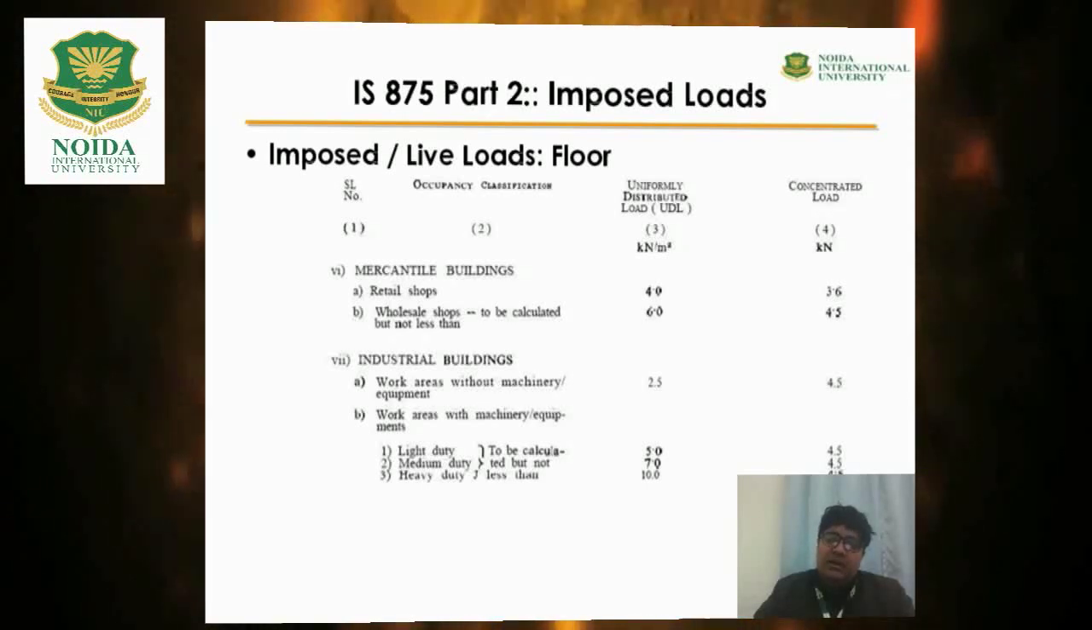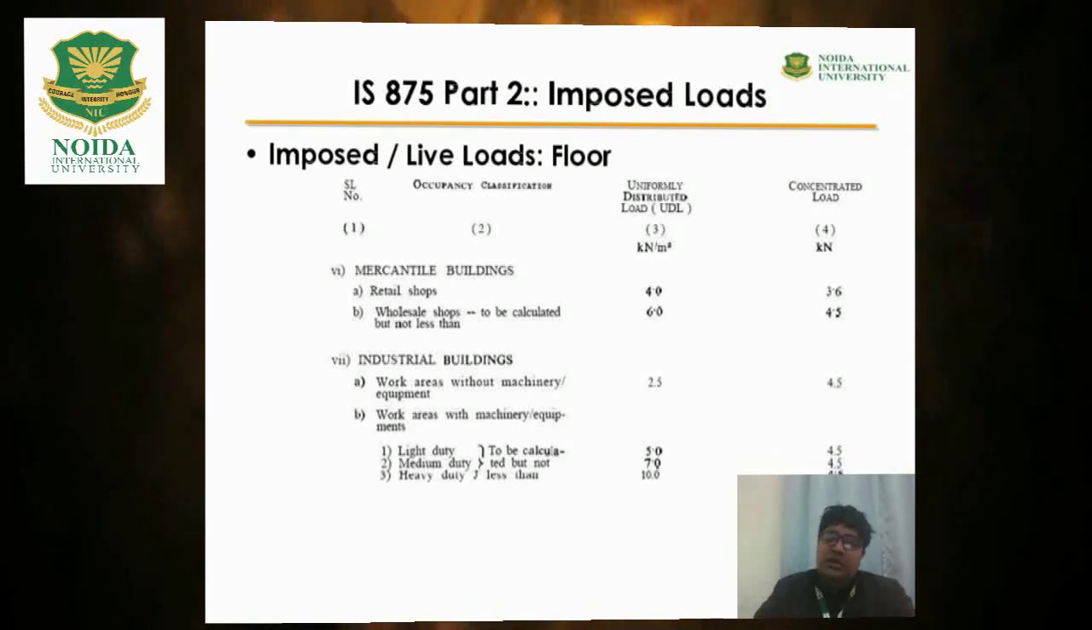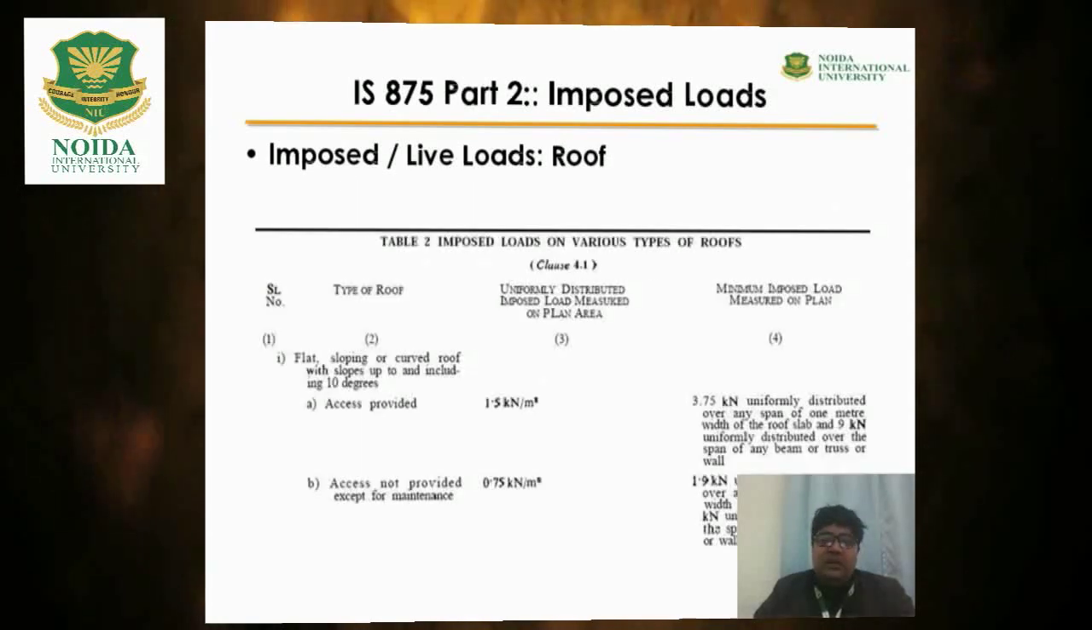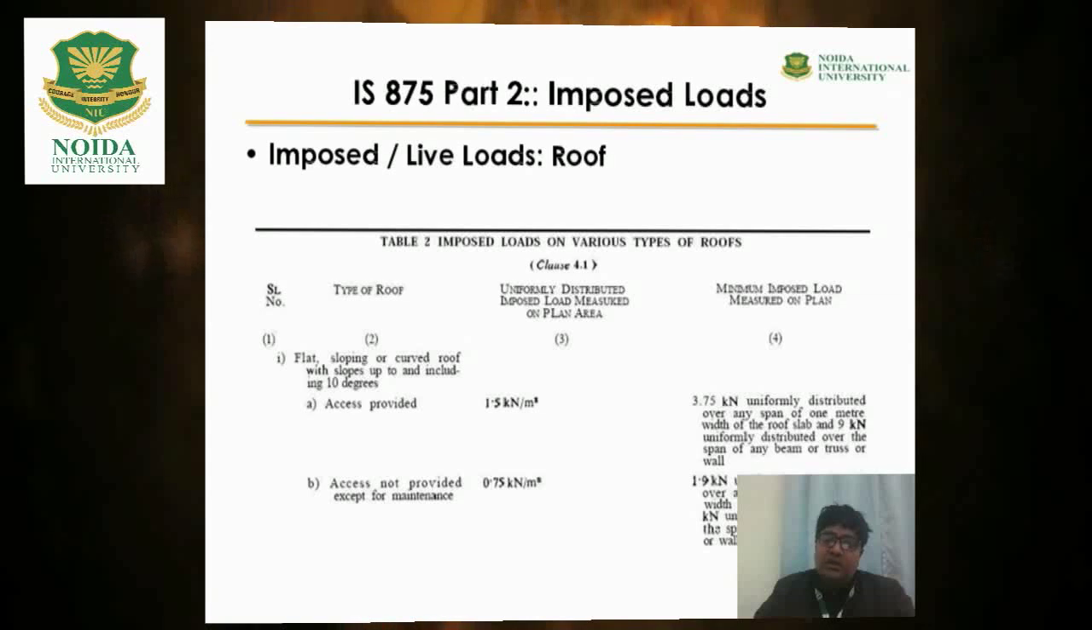Industrial buildings have work areas without machinery and equipment, and work areas with machinery and equipment, light duty, medium duty, and heavy duty machines. If you have these kinds of machines, then the uniformly distributed load will be higher as per the area occupied by the particular machine. Now, the imposed load of roof structures. Roof structures will have different load conditions as uniformly distributed load. As per Table 2 of IS 875 Part 2, the imposed load on the various types of roofs is given. So different roofs have different load conditions.